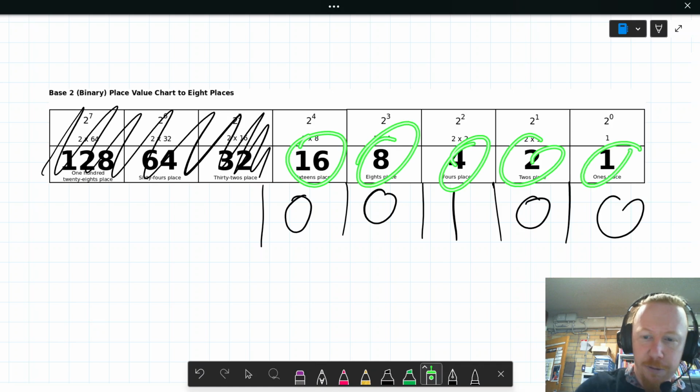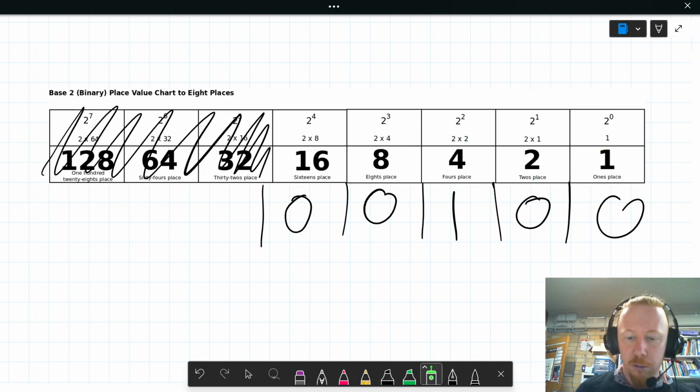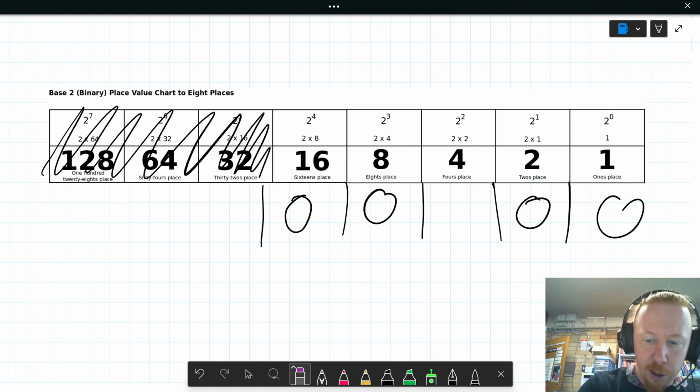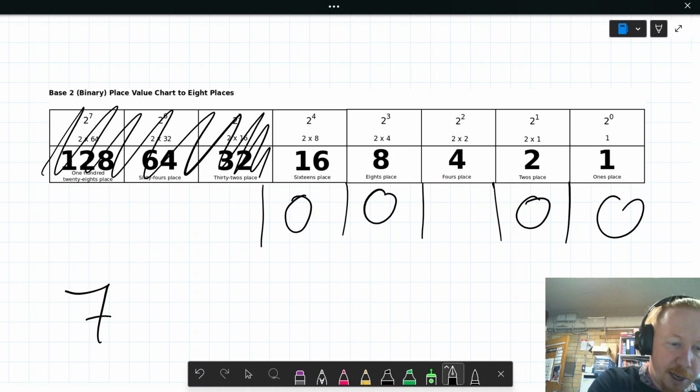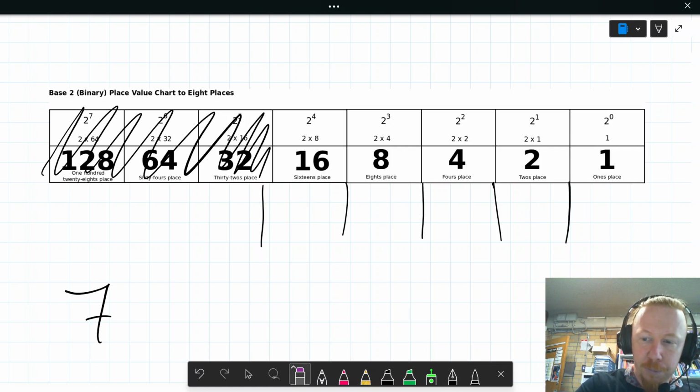These are all even except for 1. Well, we've got 1. So let's say I wanted to represent 7. Well, we can add these numbers together to make our 7.